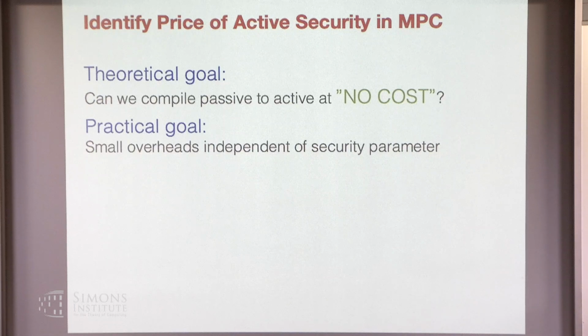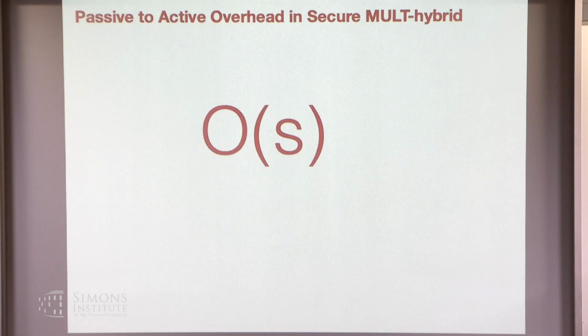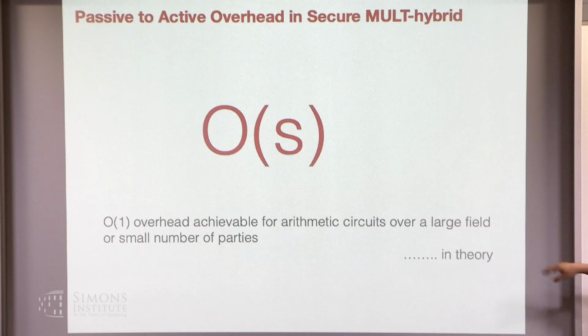Now show me how to compile passive to active and tell me what the overhead is. And in general, if you ask for the most general question, Boolean, arithmetic, small number of parties, large number of parties, honest majority, dishonest majority, order S still seems to be the state of the art. We showed it for the two-party case, and there are other cases. Actually, if you consider large fields or small number of parties, we can make the overhead constant. Previous work has shown how to do this.